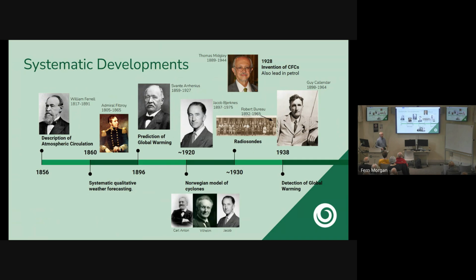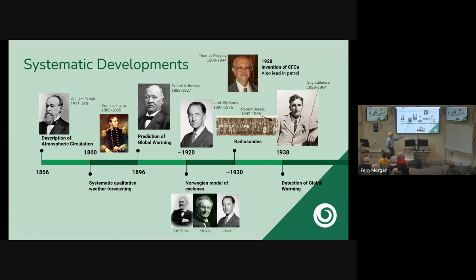People were beginning to understand how the atmosphere moved and the structure of it and different climate zones around the Earth by the mid-1850s, and beginning to turn that into some sort of arm-waving form of weather forecasting by the 1860s with Admiral Fitzroy, who was the captain of Darwin's ship when he went around the world.